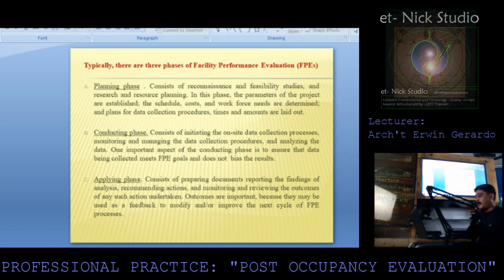Letter C, the applying phase, consists of preparing documents, reporting the findings of analysis, recommending actions, and monitoring and reviewing the outcomes of any such actions undertaken. Outcomes are important because they may be used as feedback to modify or improve the next cycle of facility performance evaluation processes.